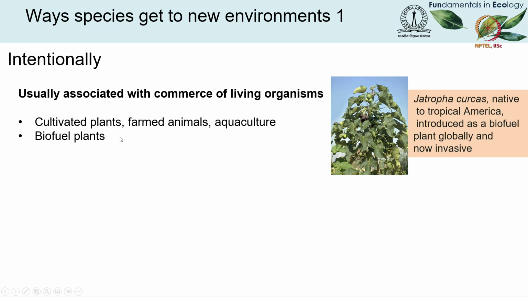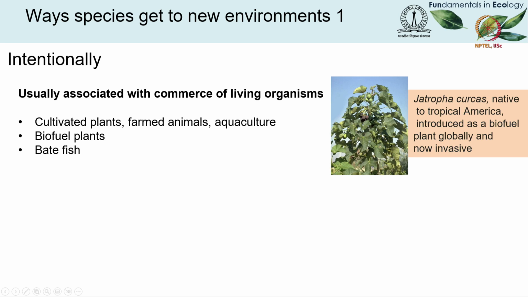Another often invasive group of plants are biofuel plants. This jatropha is a good example of a biofuel plant. It was introduced as a biofuel because it grows very easily, doesn't need many resources, doesn't take a lot of water, and it's cheap, so that makes a good biofuel. But those are also features of invasive plants. And so pretty much all of the places where this plant has been introduced to use as a biofuel, it has also become invasive, including in India.